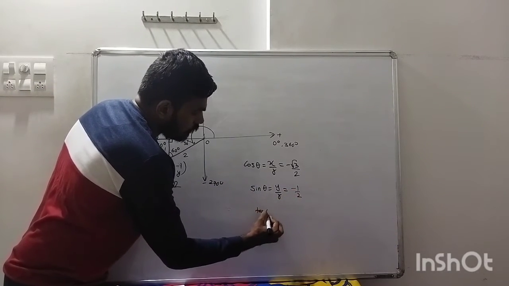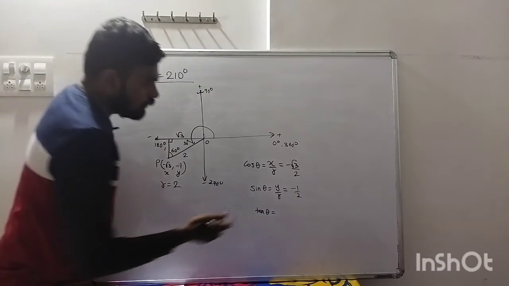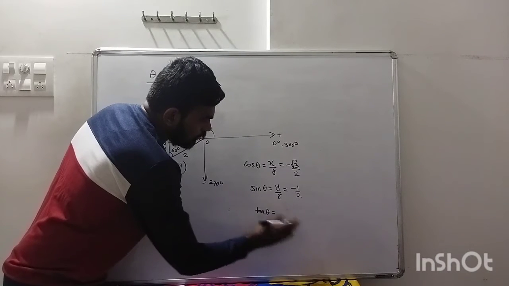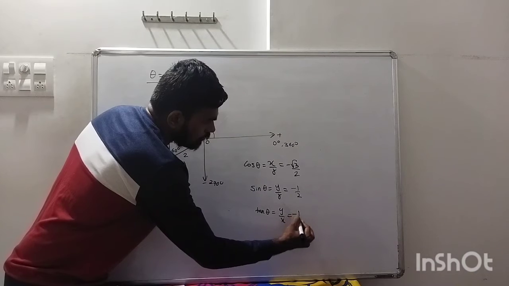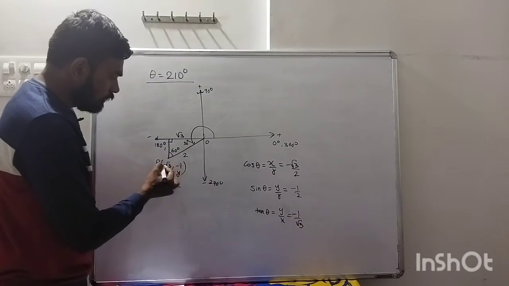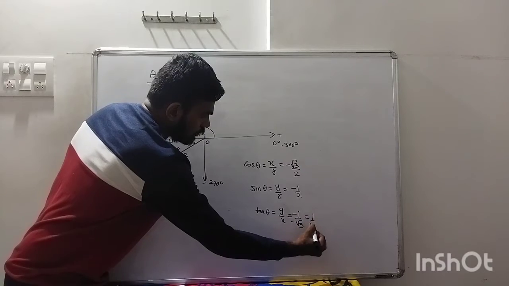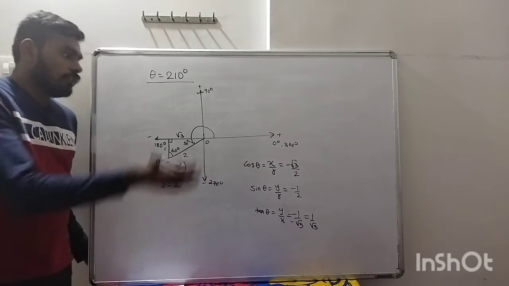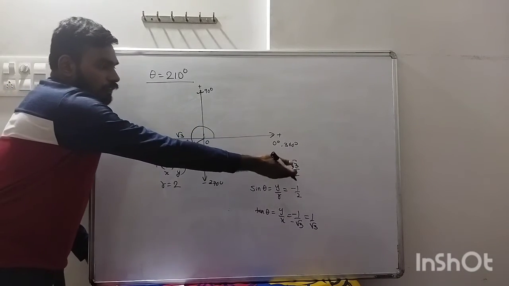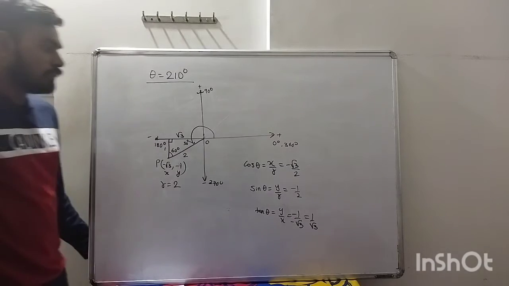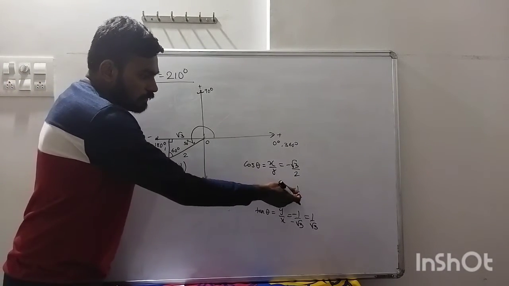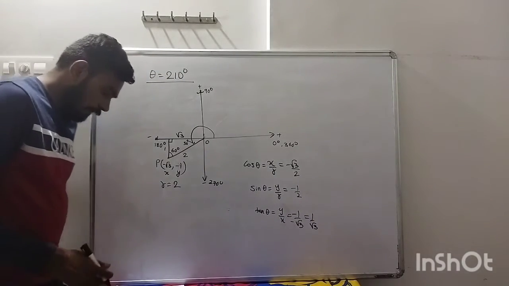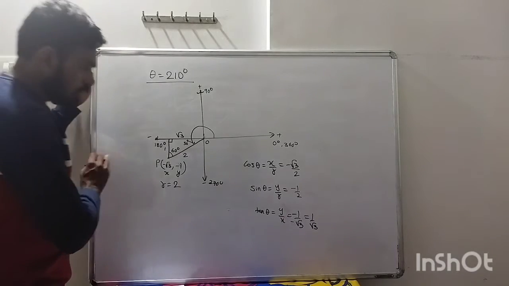Tan theta is sin upon cos, so minus half upon minus root 3 by 2, or you can remember y upon x: y is minus 1, x is minus root 3, so plus 1 upon root 3. Using this you can find the remaining also. Sec will be the reciprocal of cos, minus 2 upon root 3. Cosec will be the reciprocal of sin, minus 2, and cot will be the reciprocal of tan, root 3. Understood now? Next.